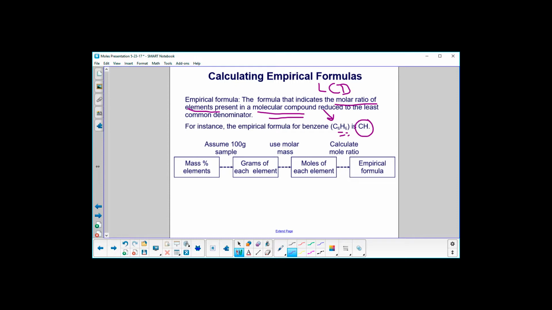We have a flow chart. We start with the mass percentage of elements. We assume a 100 gram sample. We find out how many grams of each element we have. Then we use the molar mass, which we just worked on. That tells us the moles of each element. We calculate the mole ratio, and then we have the empirical formula.